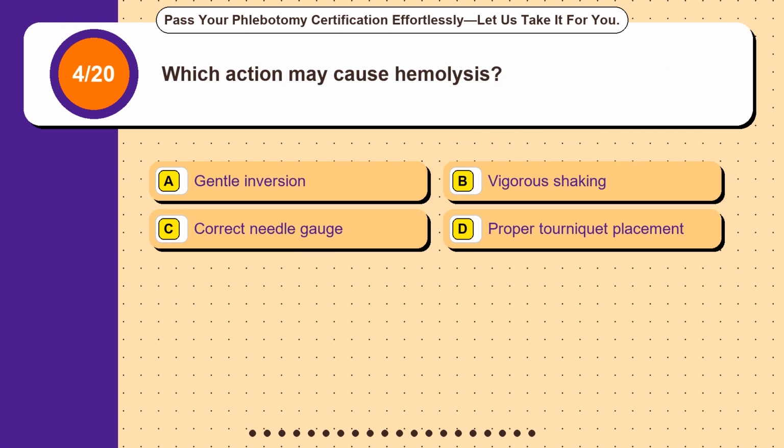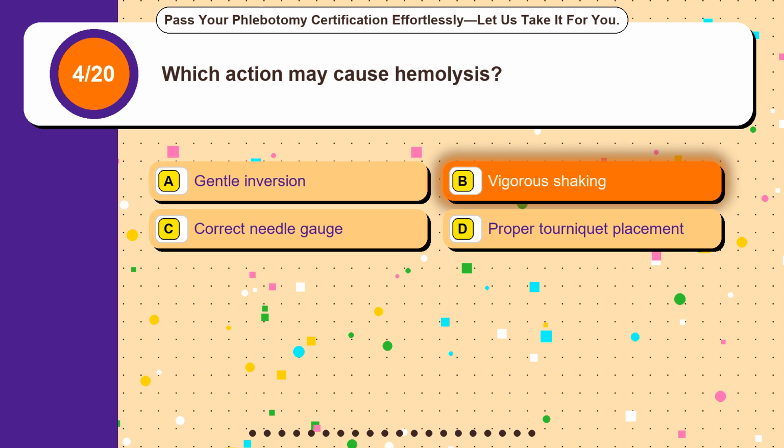Question 4. Which action may cause hemolysis? Option A, gentle inversion. Option B, vigorous shaking. Option C, correct needle gauge. Option D, proper tourniquet placement. The correct answer is option B, vigorous shaking.